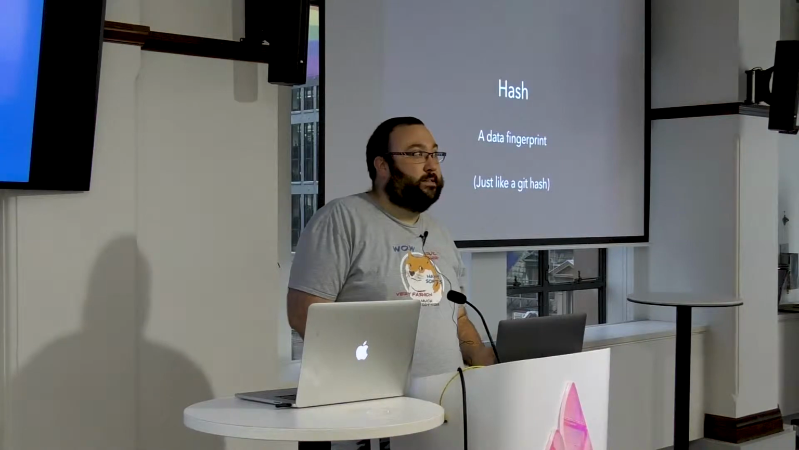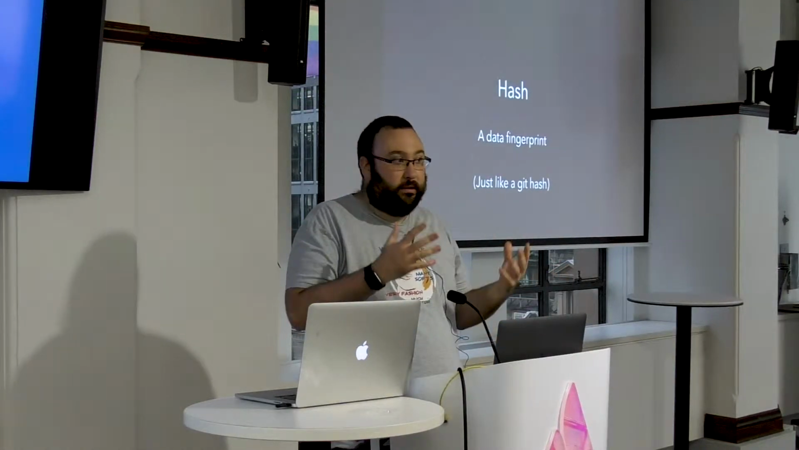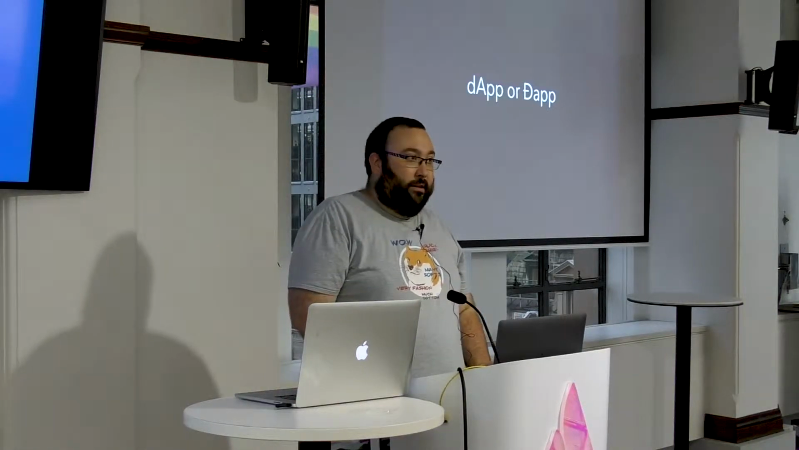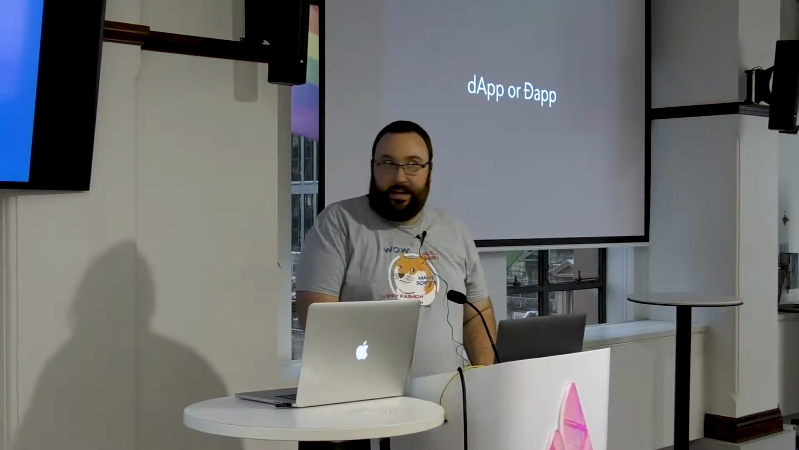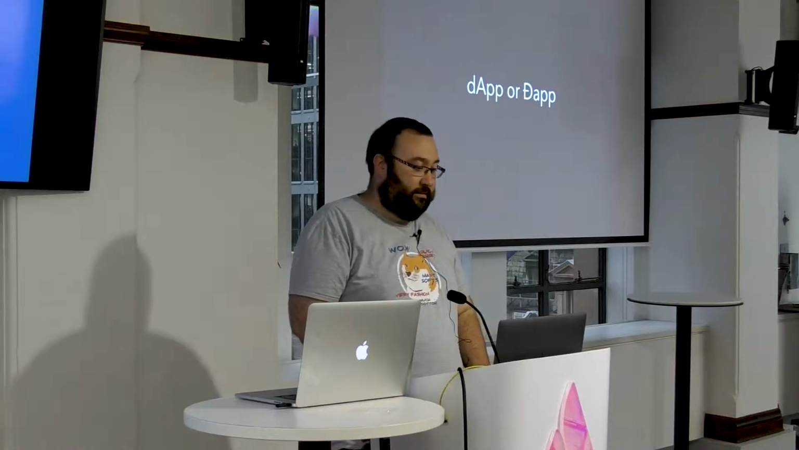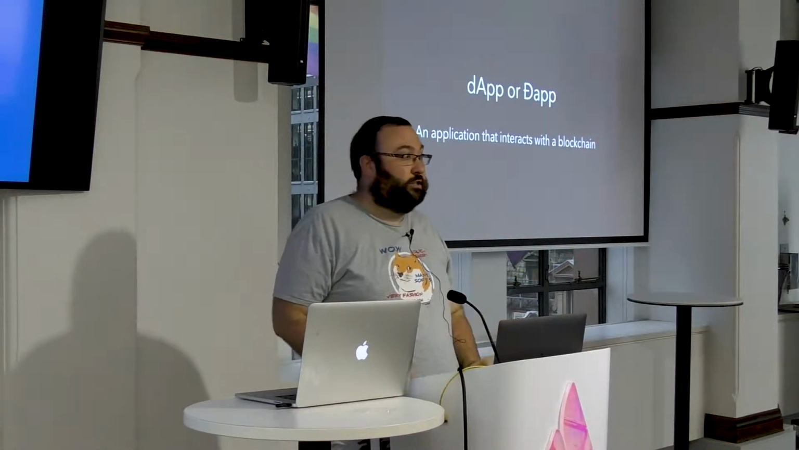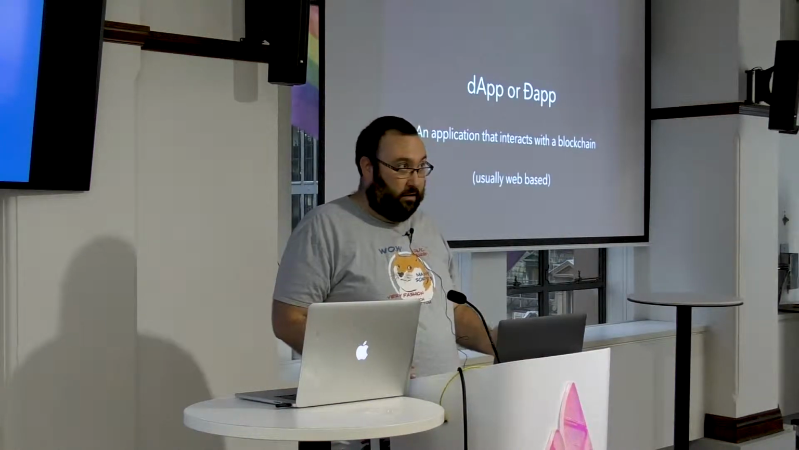Cool. So a hash. I think we know this one already, most of us. It's just a data fingerprint. It's exactly like a Git hash. It just takes the data and hashes it. It's exactly the hash you're used to. A dApp, or a dApp with a line through the D. Very exciting. All it is is some sort of application that interacts with a blockchain, which is a fancy way of saying a website.